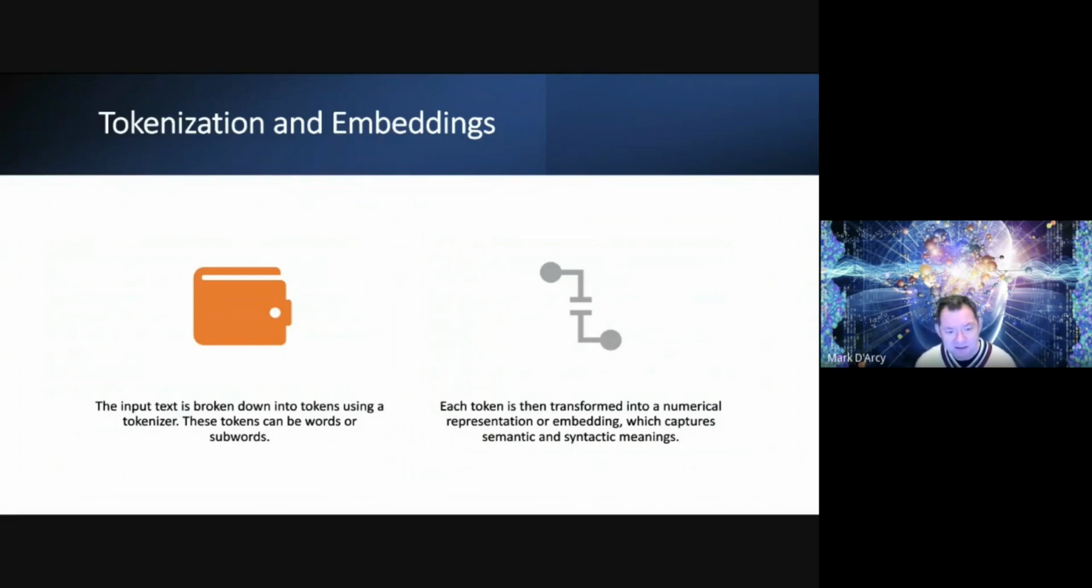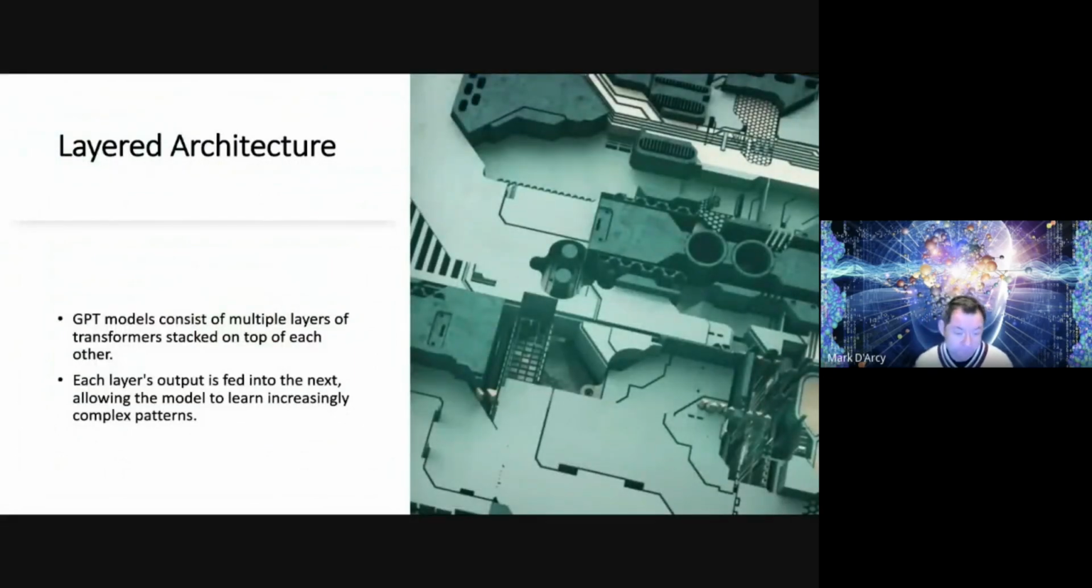So the input text is first broken down into tokens. What you write as a question or an instruction is broken into tokens using a tokenizer. These tokens can be words or subwords, for example, "ing" at the end of a word. Each token is then transformed into a numerical representation, or embedding, which captures semantic and syntactic meanings. So a number is generated with a weighting for each token.